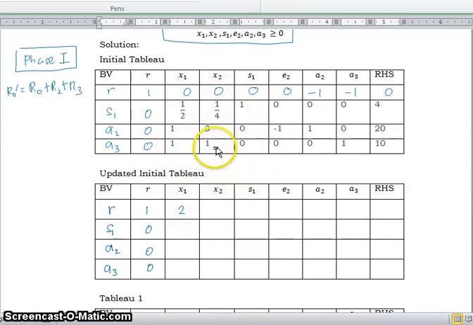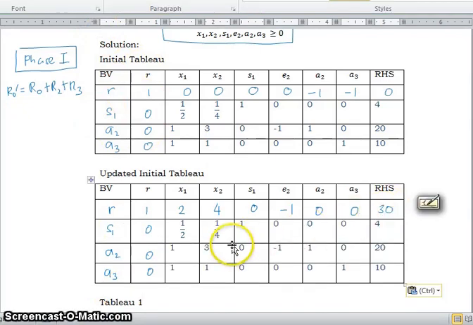0 plus 3 plus 1. We get 4. S1, the coefficient is 0. E2 is -1. A2 is -1 plus 1, which is 0. And A3 is also 0. The right hand side is 30. Okay, for the other rows, we just rewrite the same coefficients as in the initial tableau.